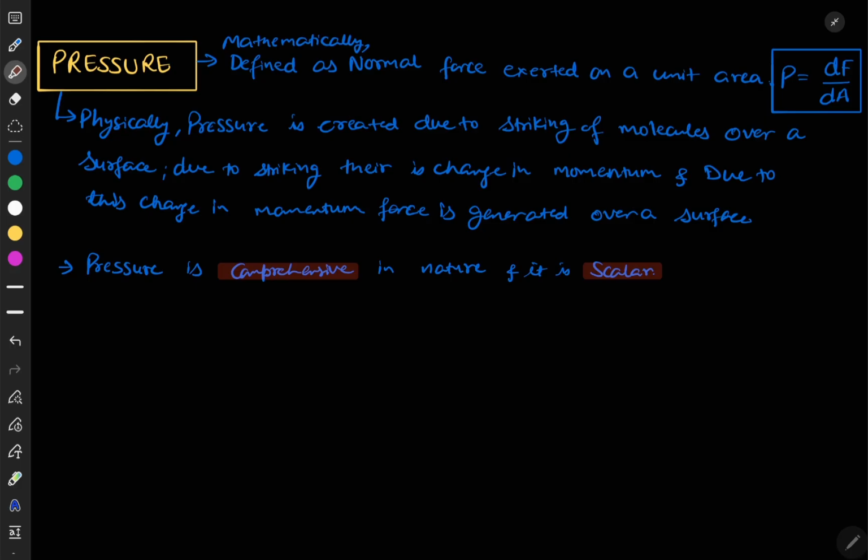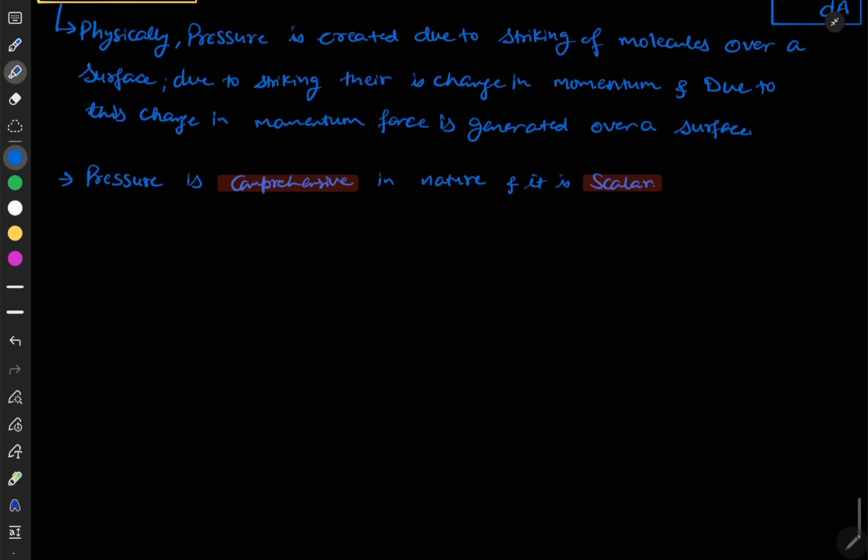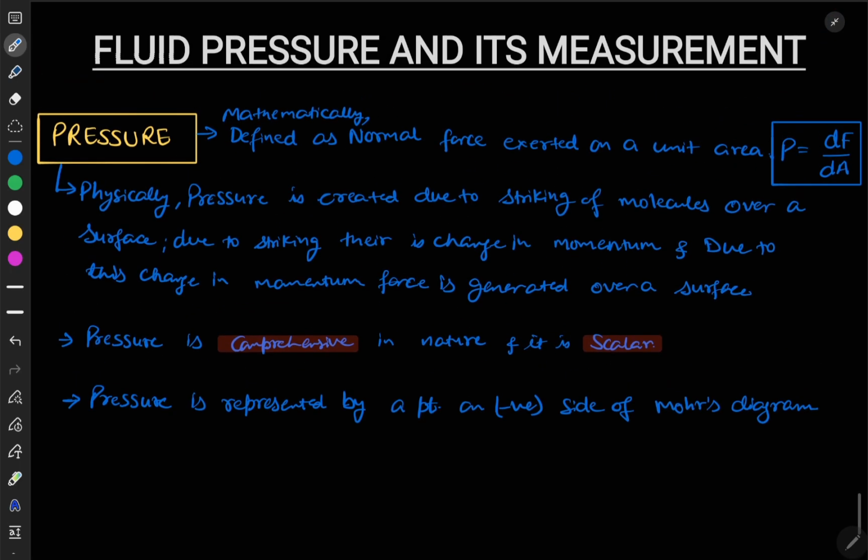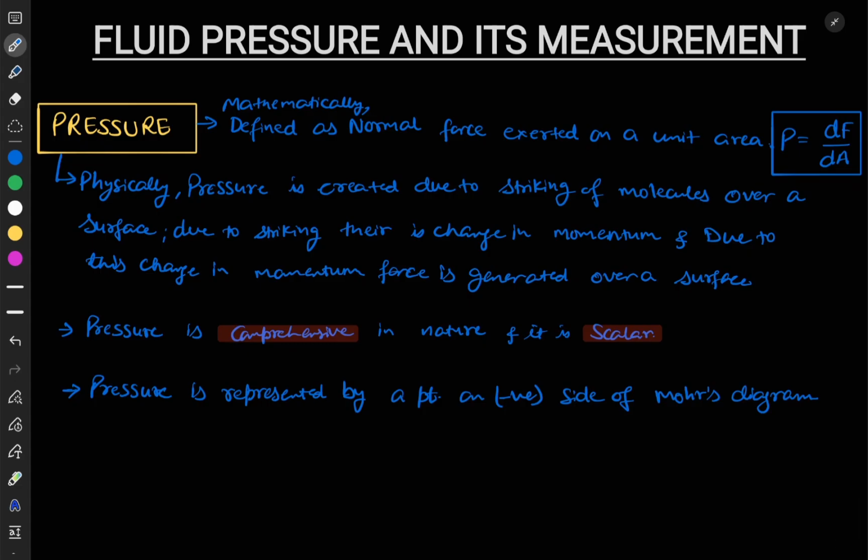Now, one more point I would like to mention here. In strength of materials, we have studied the Mohr circle. There I mentioned earlier that pressure is represented by a point on the negative side of the Mohr circle, Mohr's diagram. So these are a few important points regarding the introduction of pressure.